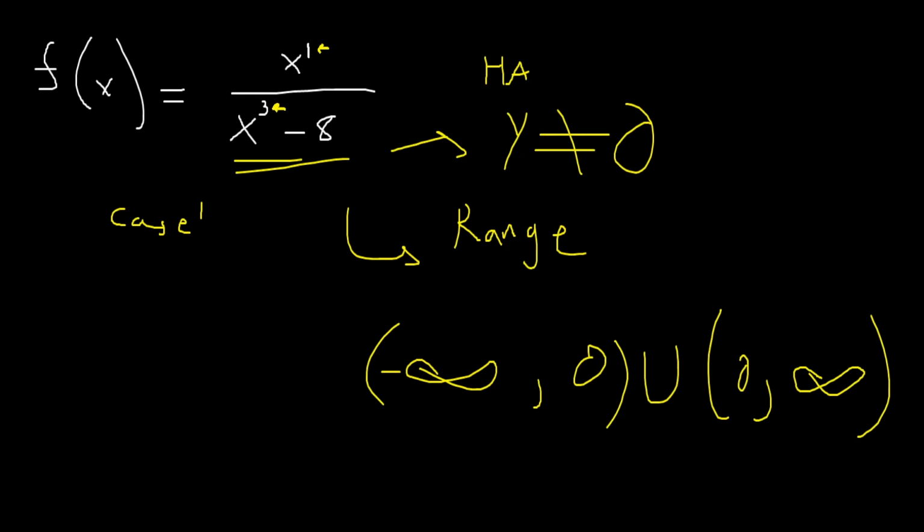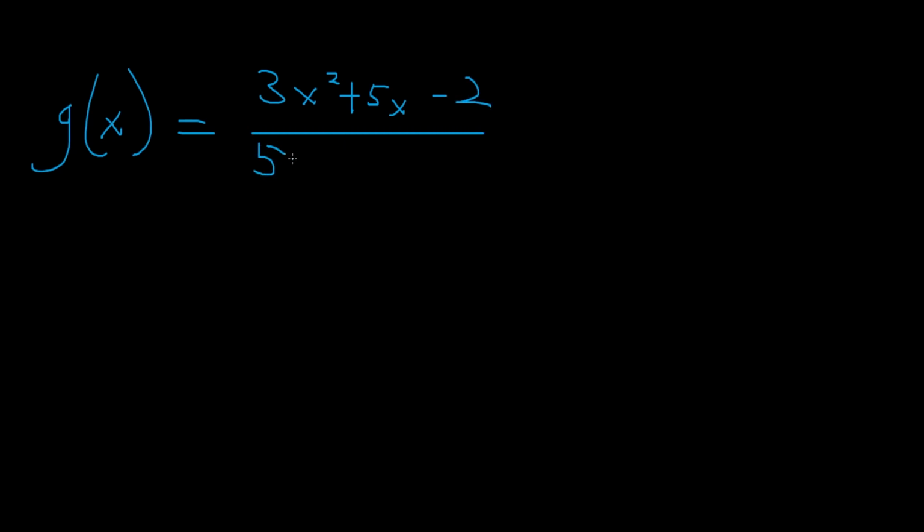So that's case 1. So case 2 actually looks a little bit more complicated at first, but it's actually a little easier once you get used to it. We'll do this next one in blue. So let's say g of x is equal to, let's say we have 3x squared plus 5x minus 2. And on bottom, we'll have 5x squared plus 3x minus 1. So, as you may have already noted, they have the same highest power of x. It's x squared on top and bottom. So the highest power of x is that.